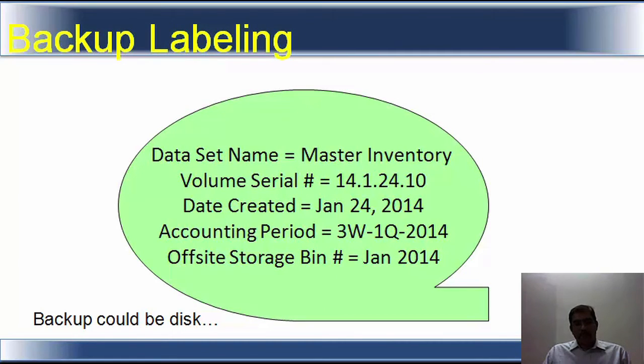There is no use of taking a backup if proper labeling is not done. So, a sample backup labeling is shown here. The backup can be a disk, a tape, a DVD, depending upon the requirements. It should at least have a dataset name, which may be the master inventory. It should have a serial number, volume serial number. It could be the date or disk number, when it was created, and what is the accounting period. Here it is third week, first quarter of 2014. Then offsite storage within January 2014. So you should have a proper labeling system to identify what was taken.